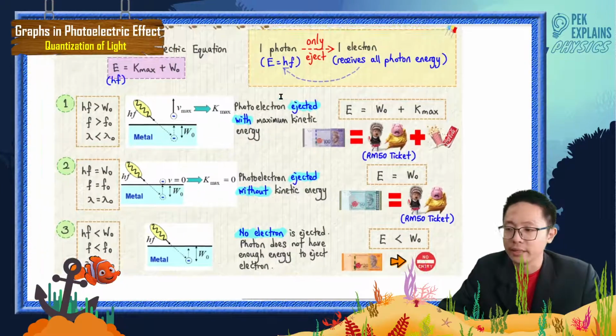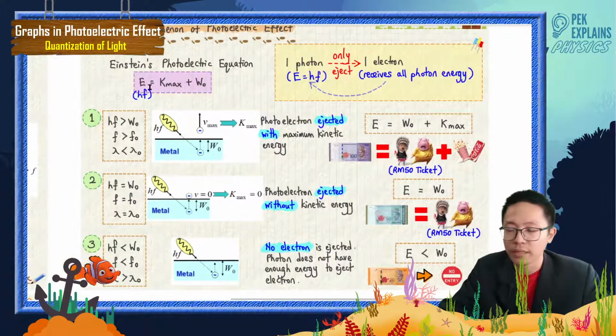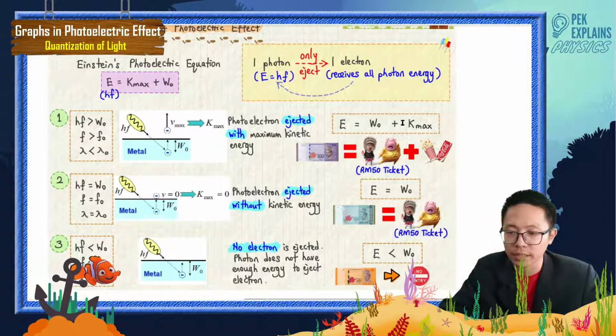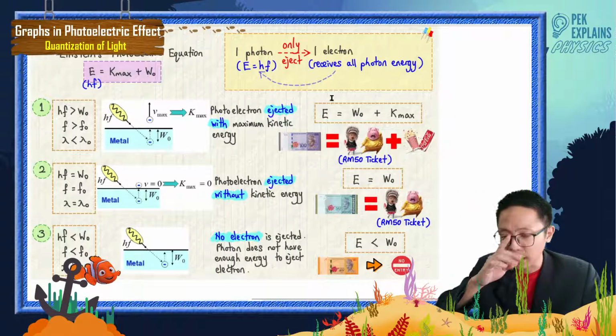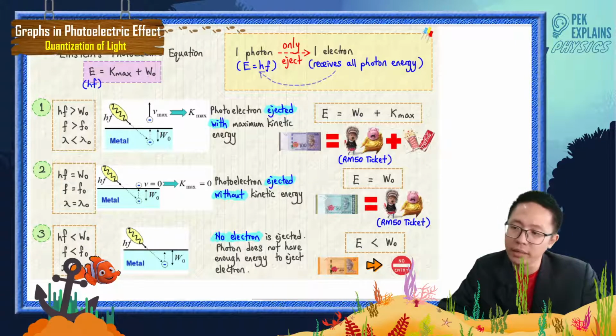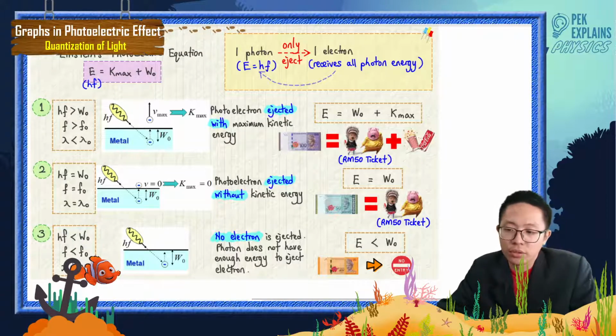Okay, look at this one. E equal to Kmax plus work function actually comes from here. I interchange the formula, and it becomes this one. See? So let's say you have 100 ringgit. Maybe an analogy like this. So now you have 100 ringgit, and this is your Kmax. After minus the ticket 50 ringgit, you still have 50 ringgit remaining as kinetic energy, isn't it?